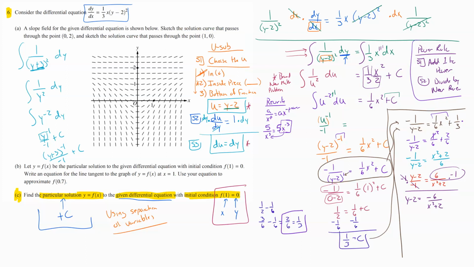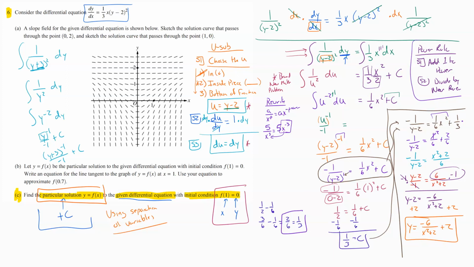And then the last move on this, to get y by itself, you're just going to add 2. You don't even need to bring these fractions together. This would be negative 6 over x squared plus 2, plus 2. And that's going to be our final answer for our y value. That is our particular solution because we found out what our plus c value is.